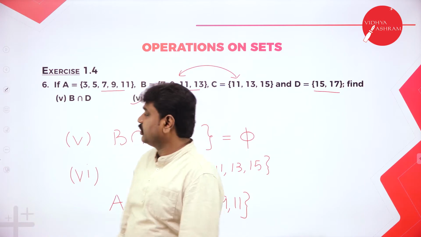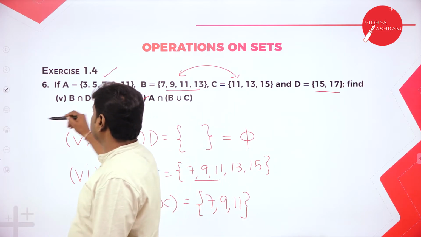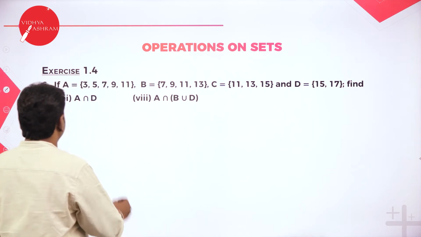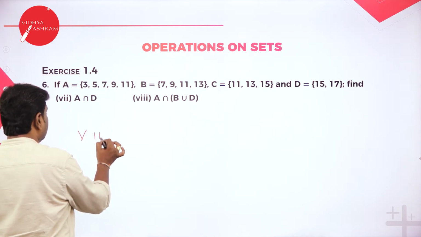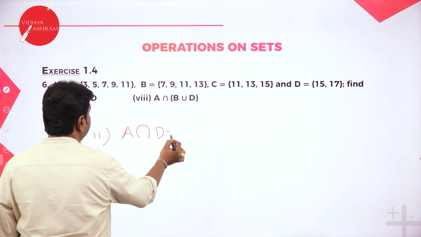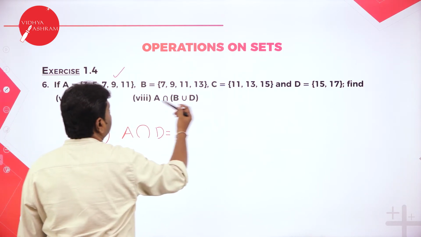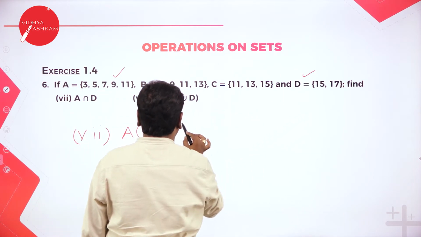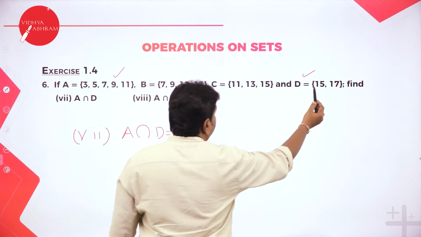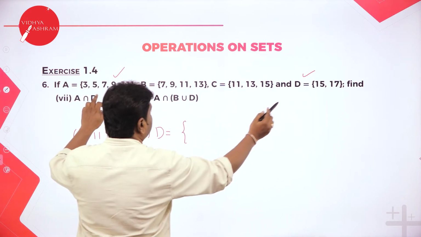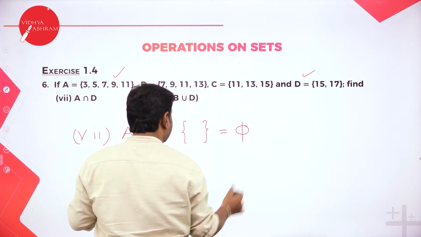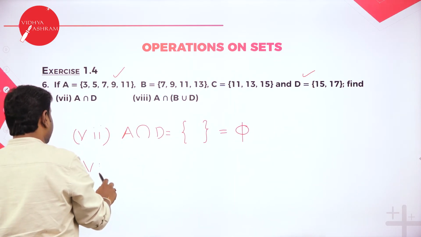Next we'll go ahead with a few more problems of your textbook, exercise 1.4. They want A intersection D, seventh one. What is A intersection D? Common elements of A and D. A is 3, 5, 7, 9, 11 and D is 15, 17. Do we have any common elements in A and D? No. So we'll get a null set, psi.